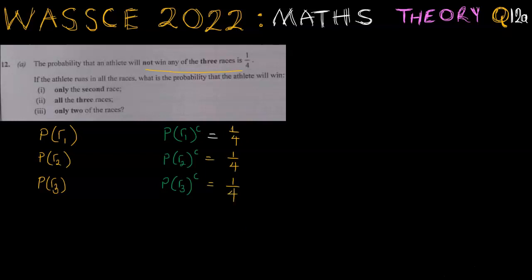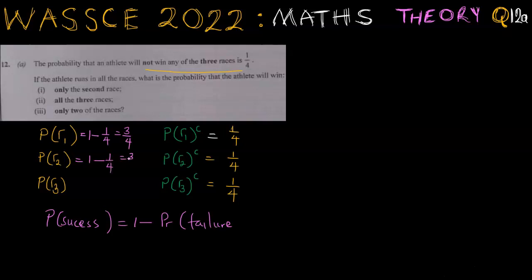And we know that in probability, the probability of success is always 1 minus the probability of failure. Thus, the probability of winning the first race would be 1 minus the probability of not winning the first race. So this is just going to be 1 minus 1 over 4, and this is 3 over 4. Similarly, this is going to be 1 minus the probability of not winning the second race, that's 1 minus 1 over 4, this is 3 over 4, and the third one will also be 1 minus 1 over 4, this is equal to 3 over 4. Having obtained this, we can go ahead to solve our problems.